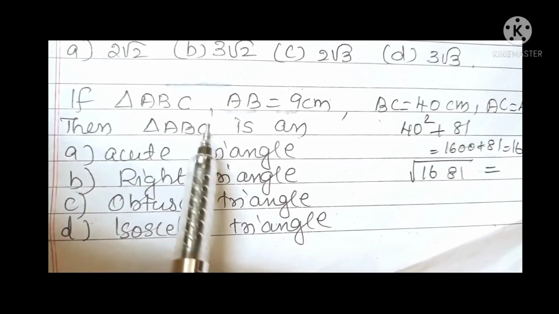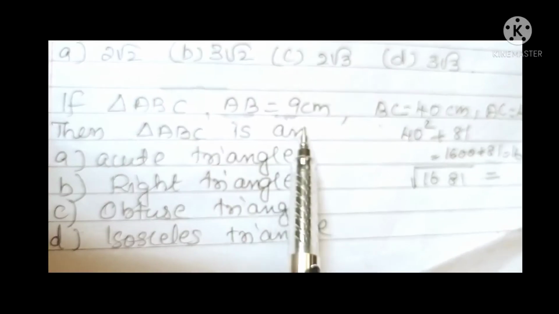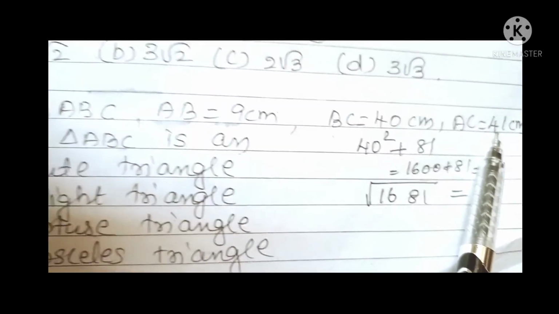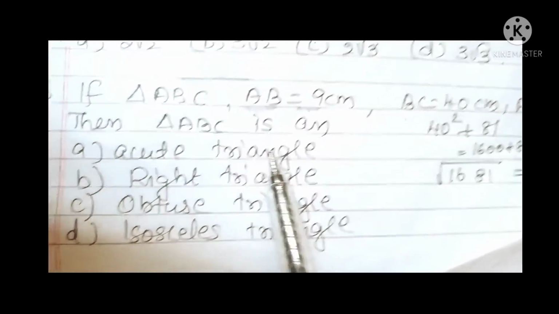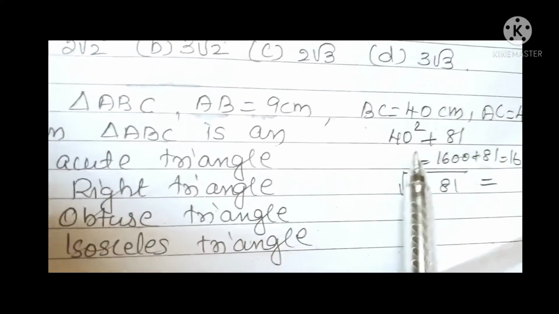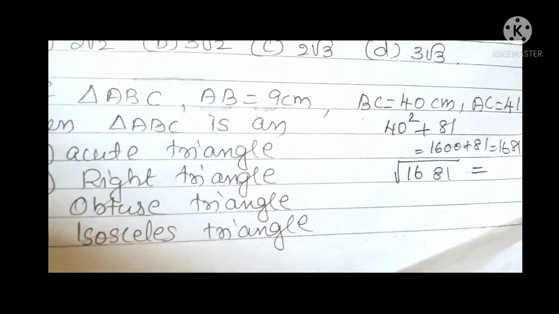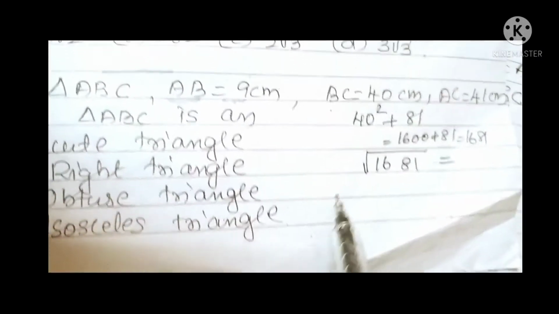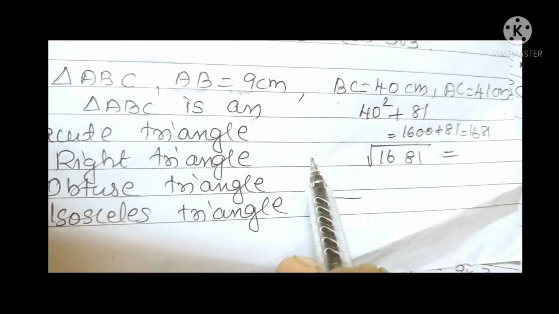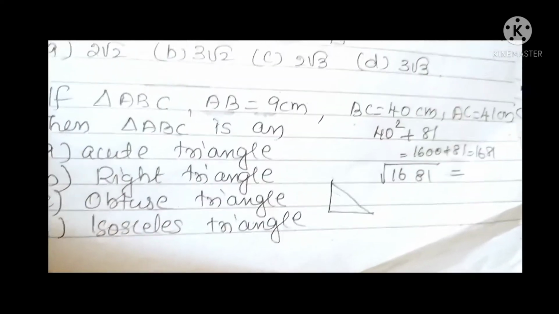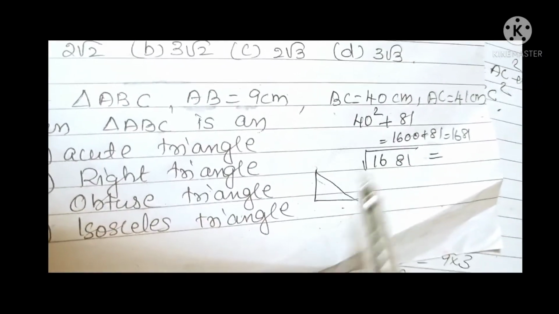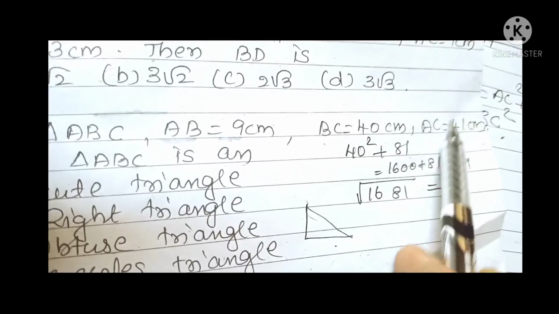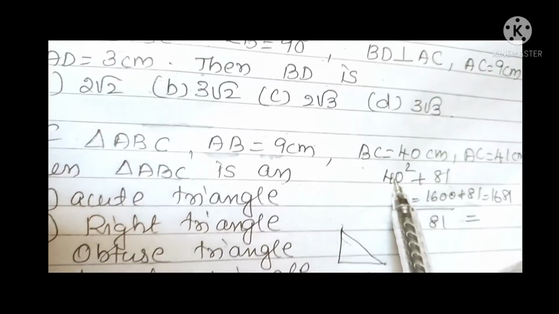Next one: in triangle ABC, AB equal to 9 centimeter, BC equal to 40 centimeter, AC equal to 41 centimeter. We want to check which type of triangle ABC is. Here we know the Pythagoras theorem; if it is satisfied, it may be a right triangle. Here AB is 9 centimeter, BC is 40 centimeter and AC is 41. So let us take 41 as the hypotenuse. Then what about the others?